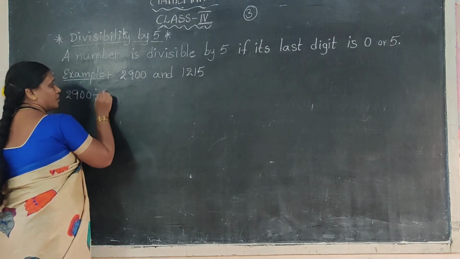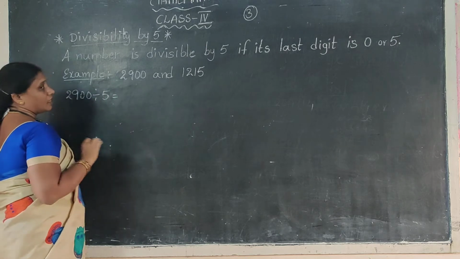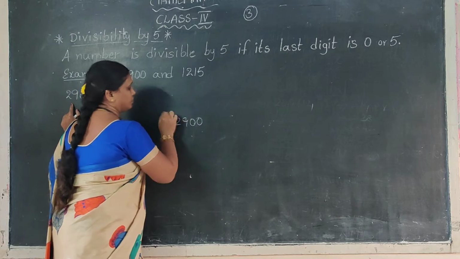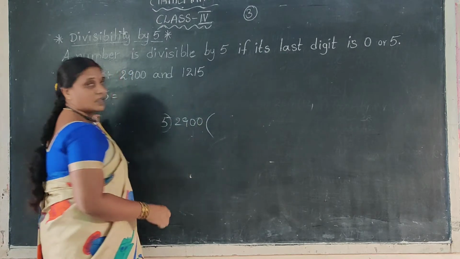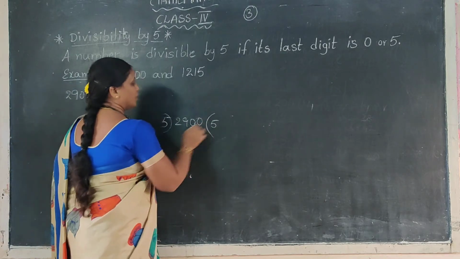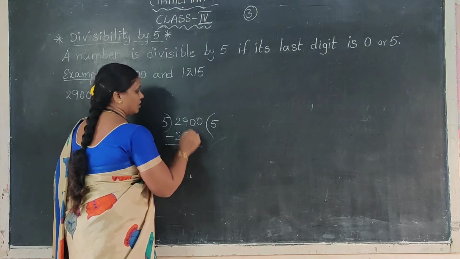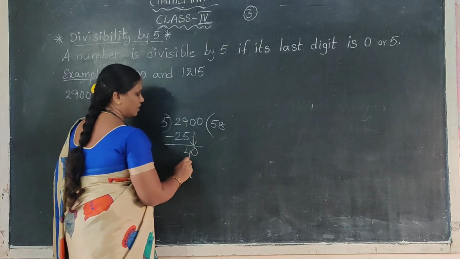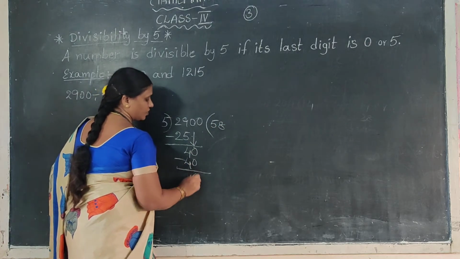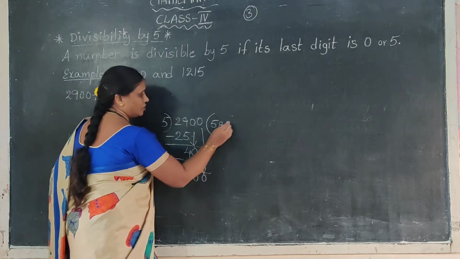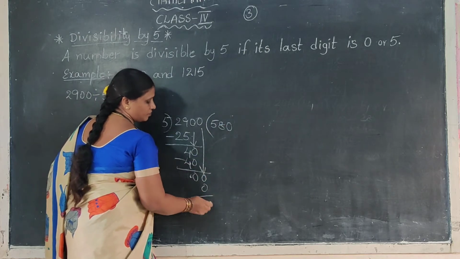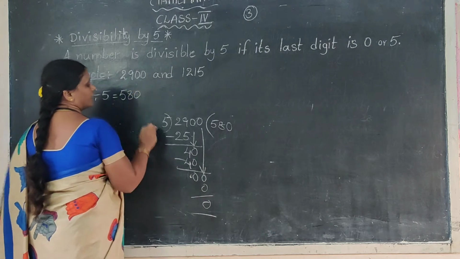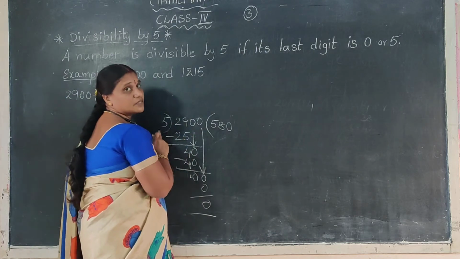2900 and 2115. 2900 is divisible by 5. First, do the actual division. 2900 divided by 5: 5 fives are 25, 29 minus 25 is 4, bring down 0, 5 eights are 40, then 0, 0. The quotient is 580. It is divisible by 5. 2900 is divisible by 5.